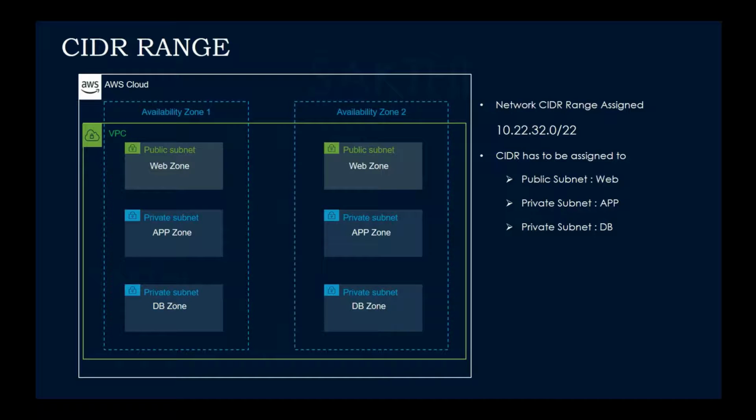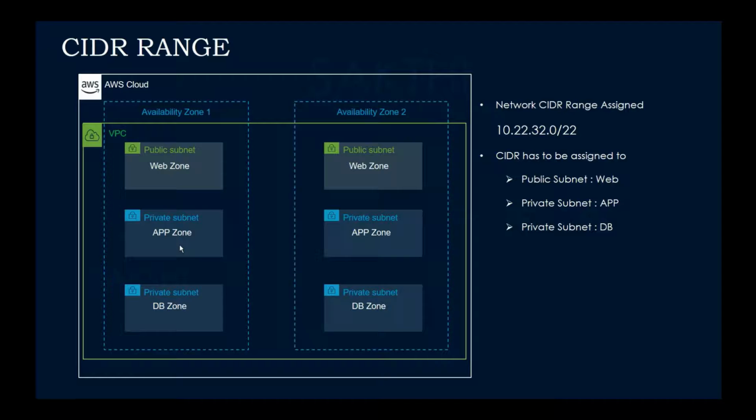Now we will divide the IPs between the public subnet and the private subnets. In this case, the public subnet and the private subnet DB will need fewer IPs, but the private subnet app zone will need more IP addresses. I will divide the IP ranges based on my needs.